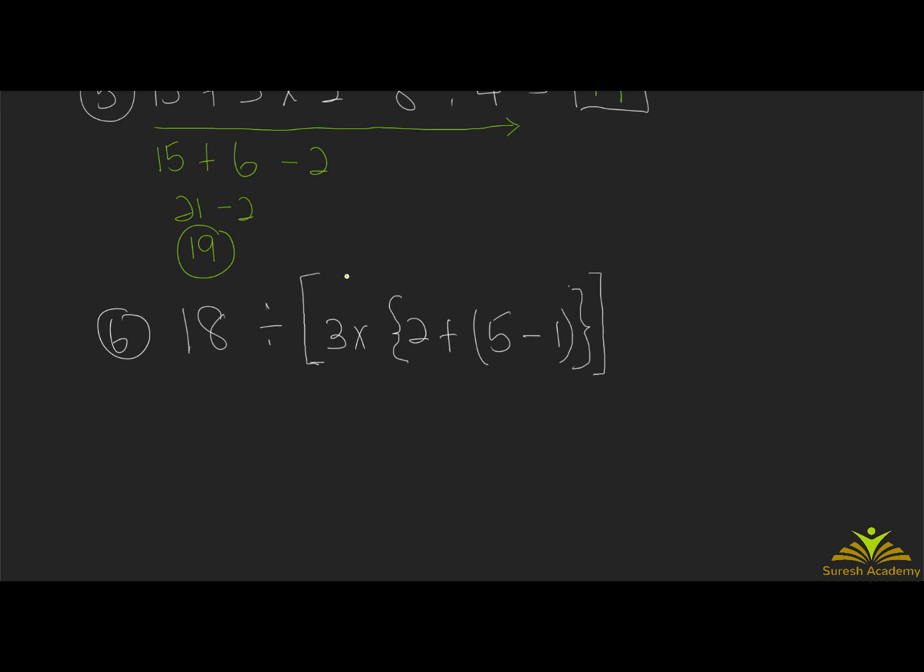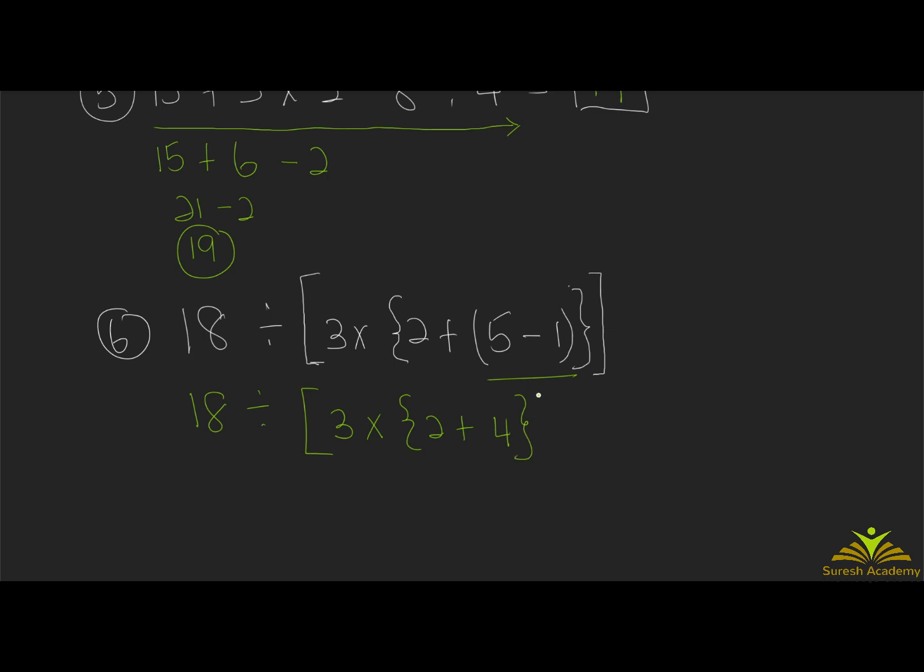So I've got 18 divide, and then I've got a real big square bracket, which says 3 multiplied, and then I have the squiggly bracket, which is 2 plus, and then I have my normal curve bracket, which is 5 minus 1. So remember, when you have situations where you have multiple sets of brackets, you work from the inner bracket first. So this is how you solve this. 18 divide, so this still stands, so this is 3 multiply, and this squiggly bracket still stands, is 2 plus. So I'm going to solve this. 5 minus 1 is 4.